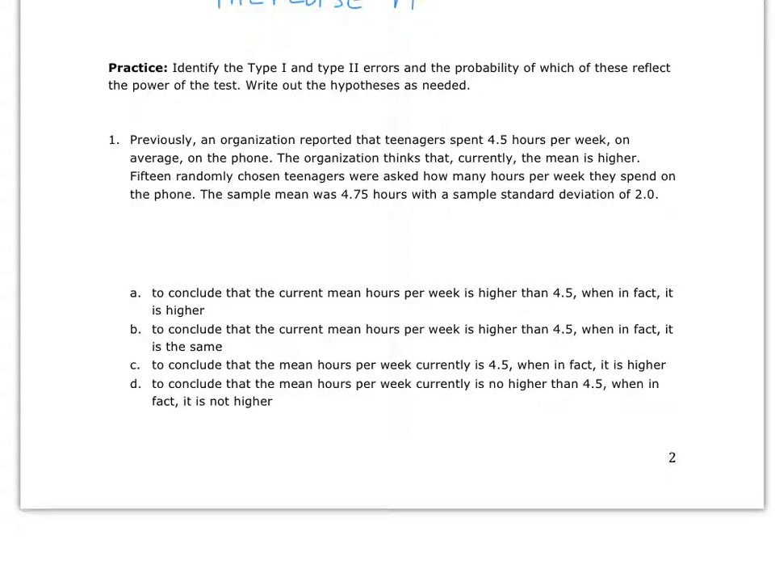Okay, it can be helpful to write out the null and alternate hypotheses before we identify what the type 1, type 2 errors are. So the null here is that mu is equal to 4.5. And then the alternate is reflecting what this organization thinks. They think that it is higher.